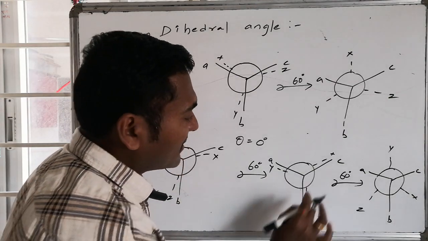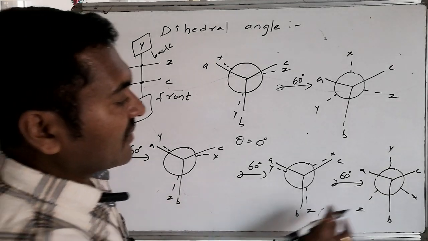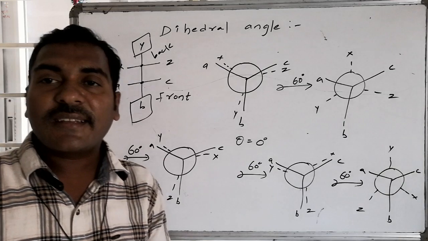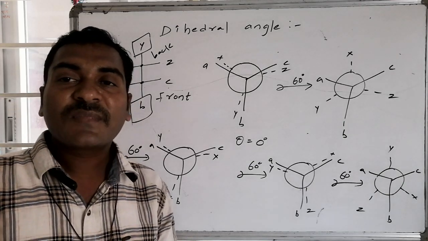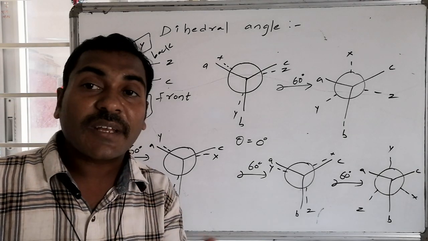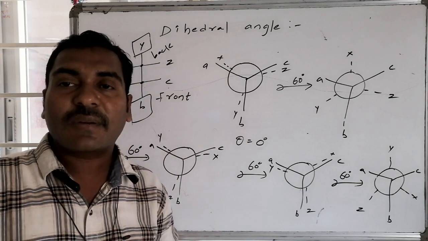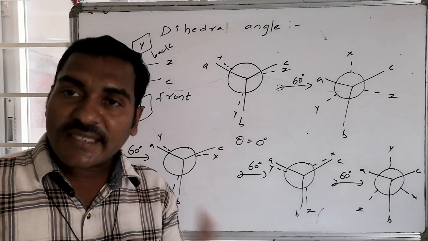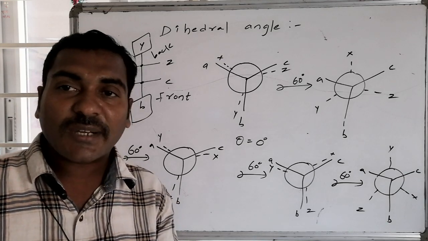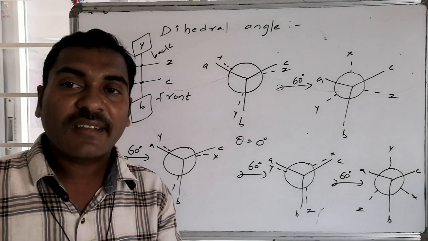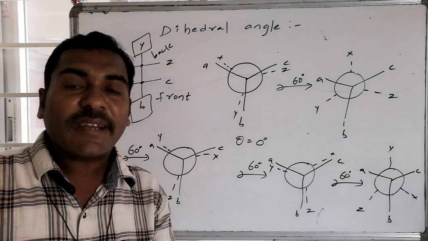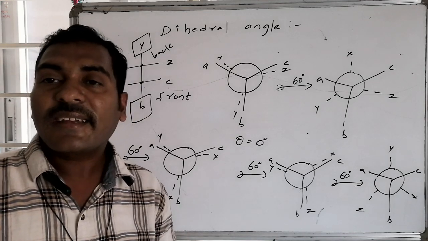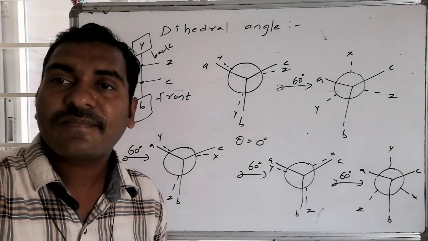Here Y and B maintain 180 degrees. 180 degrees is said to be what? Dihedral angle. Thus, the dihedral angle is the angle between one reference valency on the front carbon atom and another reference valency on the adjacent carbon atom. By considering those two carbon atoms imaginarily as one center, whatever angle is made at that one imaginary center is said to be the dihedral angle. It is an imaginary angle.